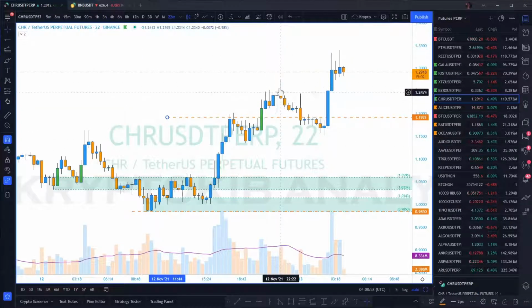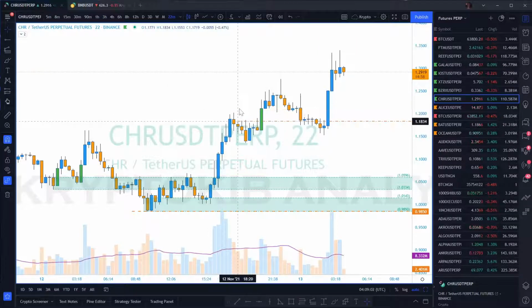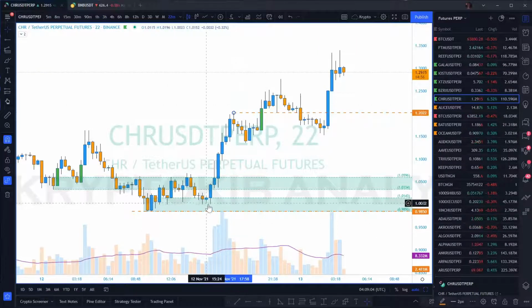I exited around here. So look at this point now. From this move down, we made this top. Do we have a close?